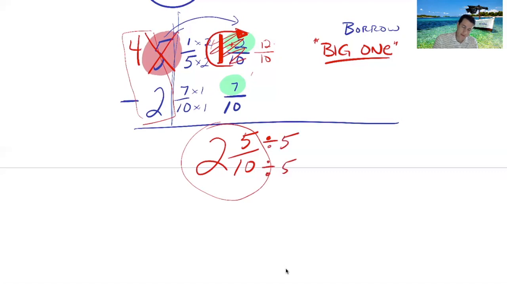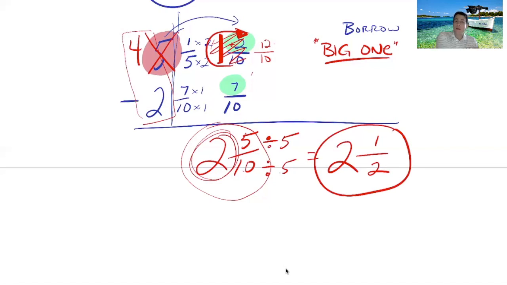Okay, and think about this. 5 is half of 10. All right, 5 divided by 5, 1. 10 divided by 5, 2. And then don't forget that we still have that 2 over there. There is your simplest form answer of 2 and 1 half.